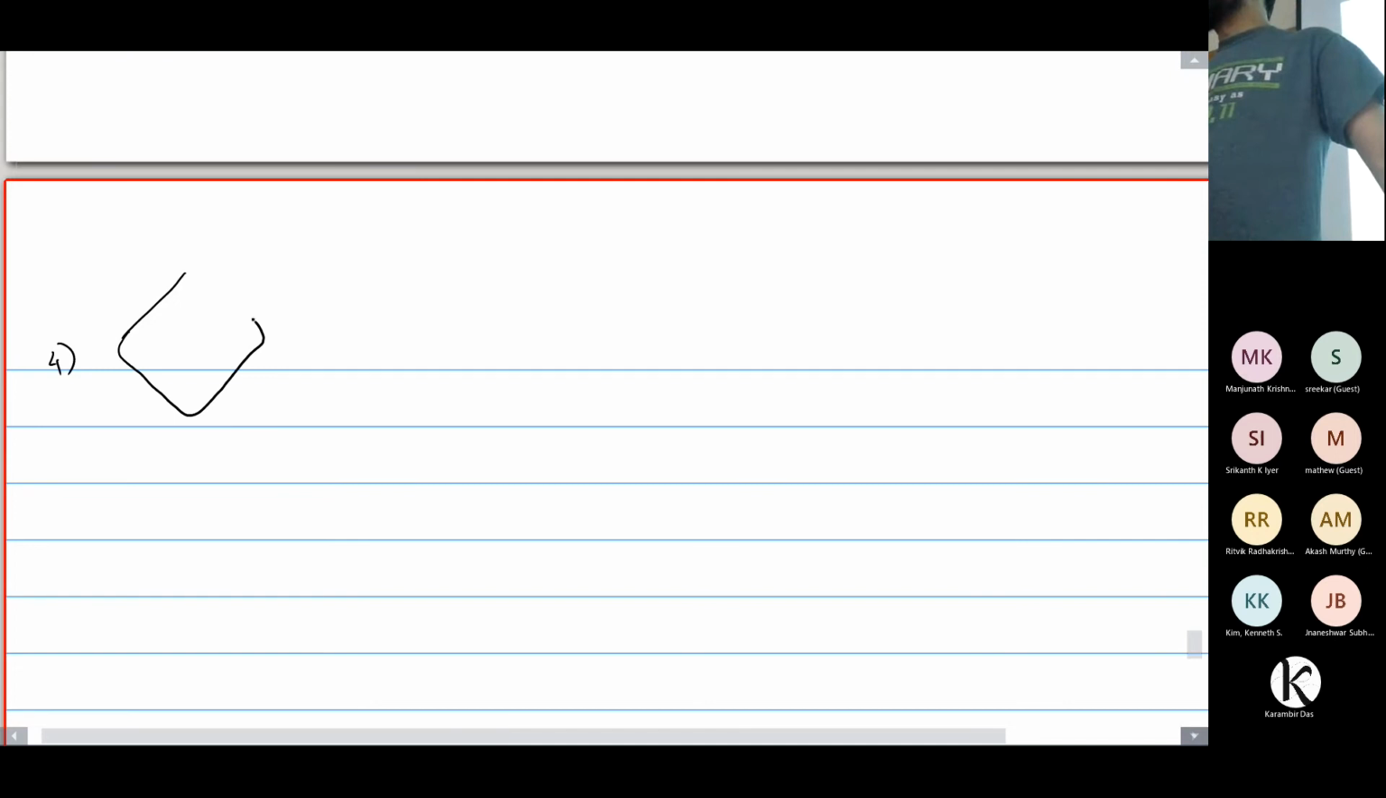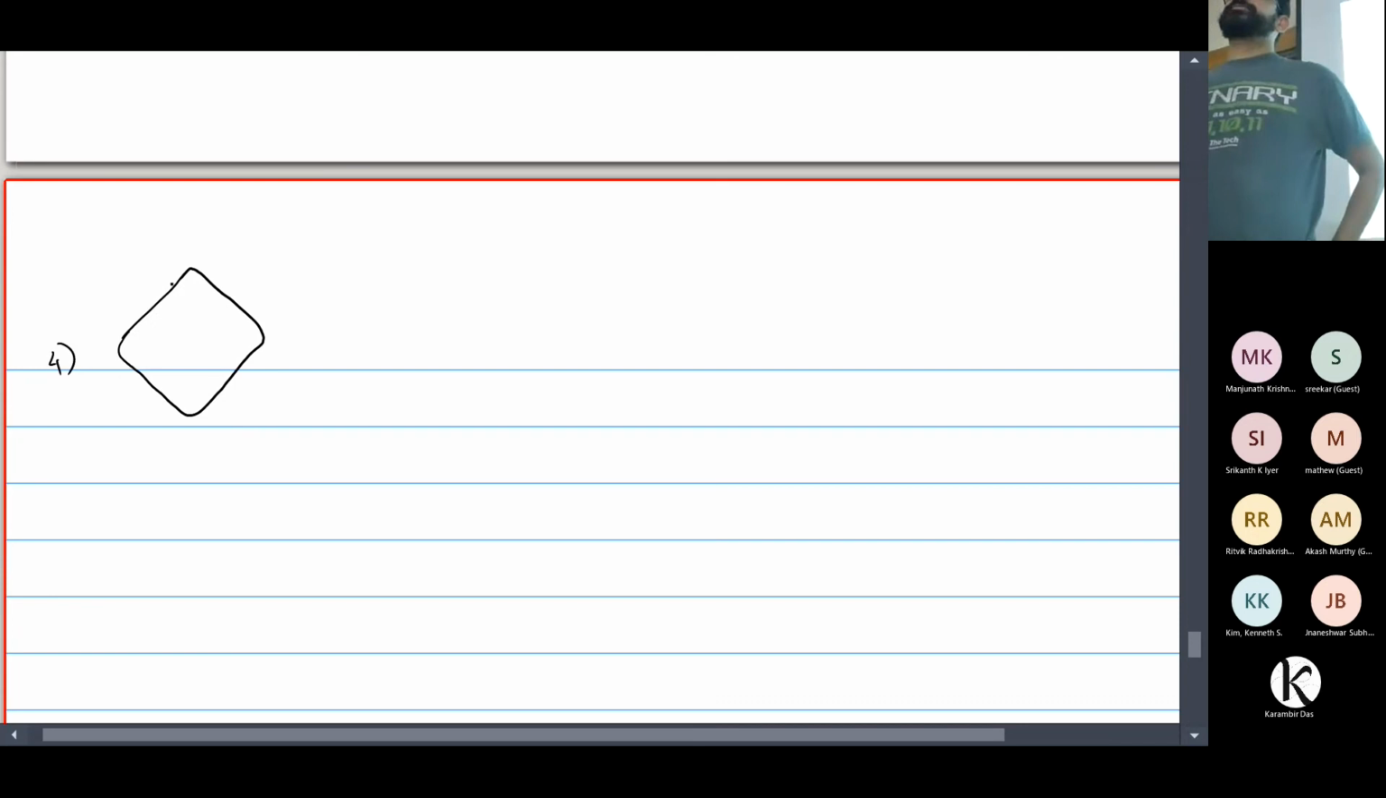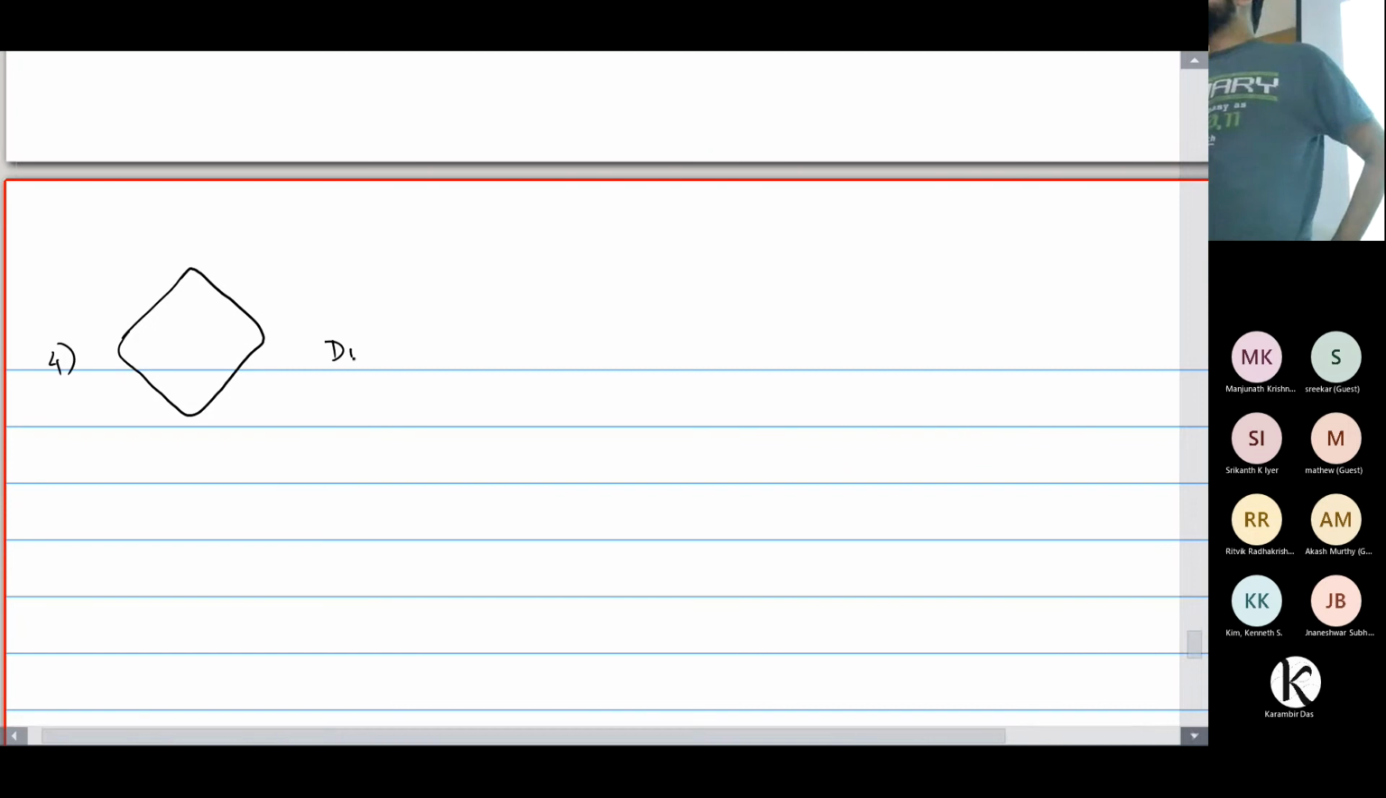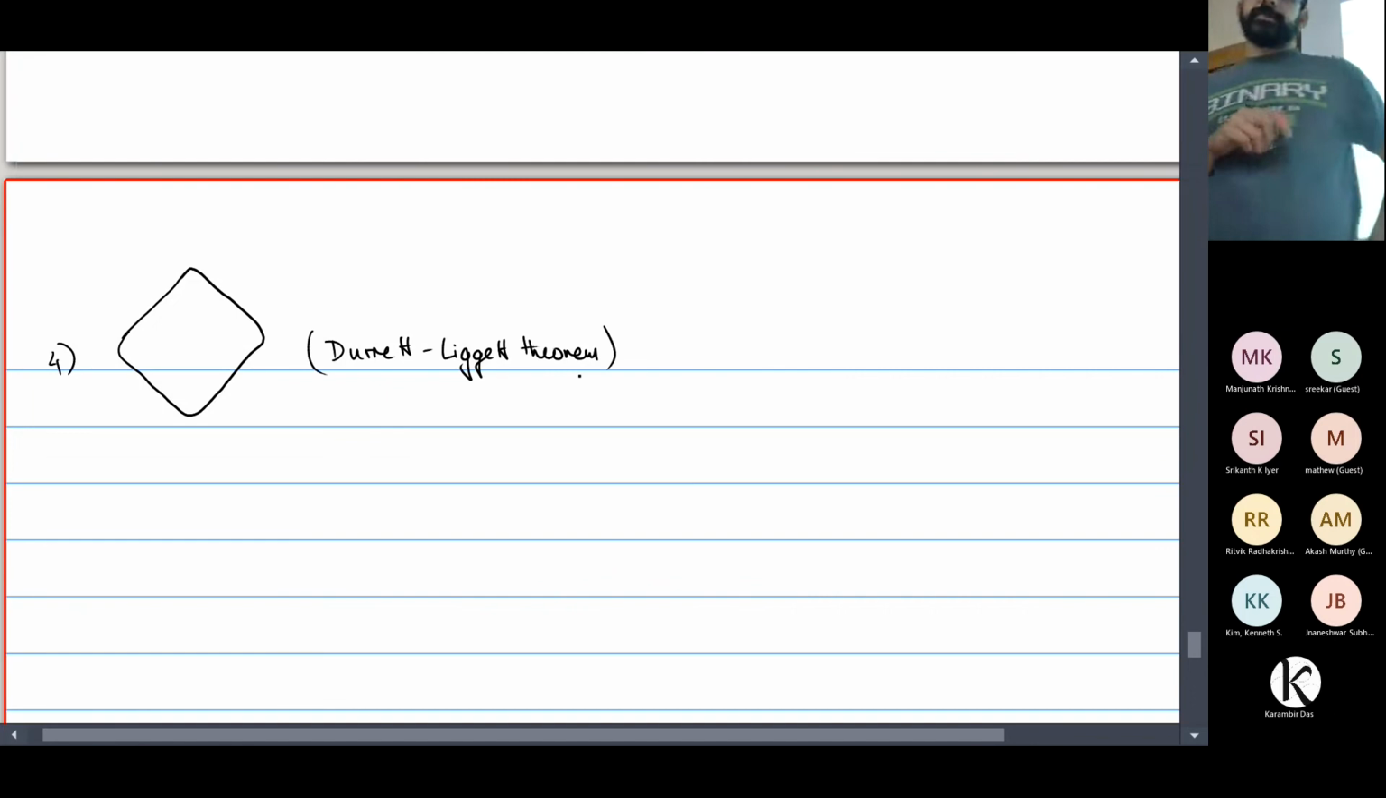And this fourth theorem that is very interesting is about this thing that grew, the shape that grew like a... I'm talking like my 4 year old... that grew like a diamond. Okay. So this is the Dirac-Liggett theorem, and this is one of the few concrete results we have. Okay. So let me explain.